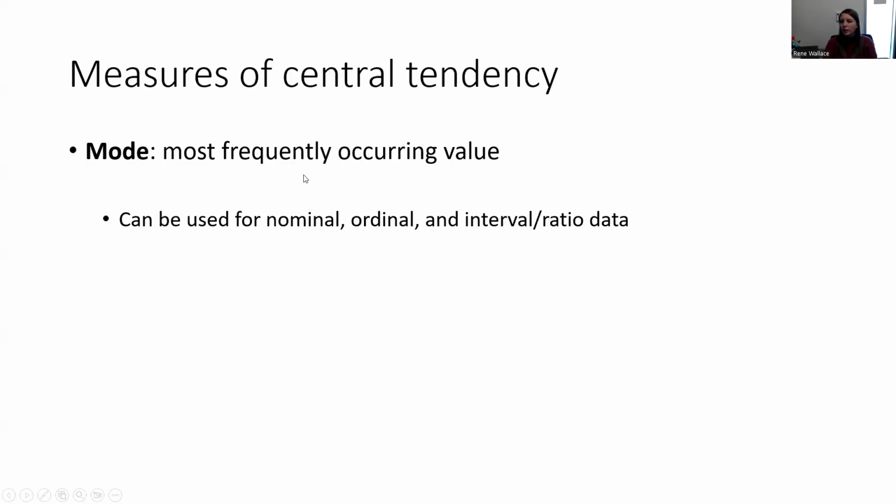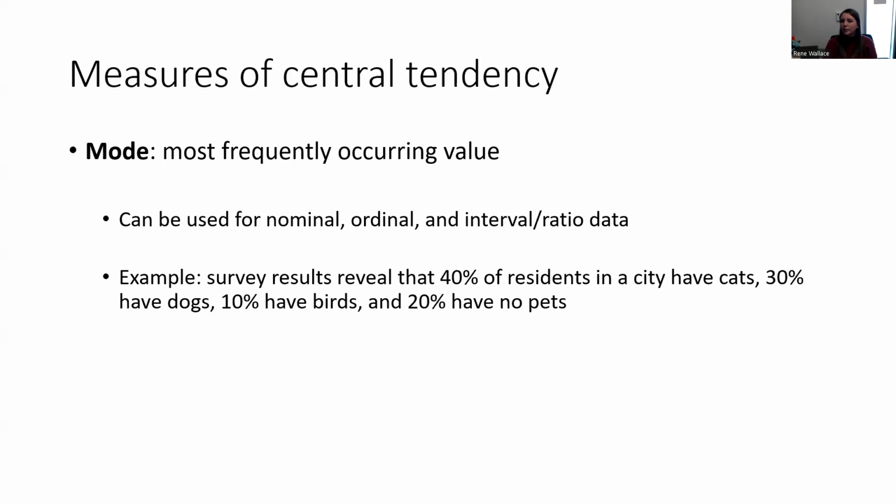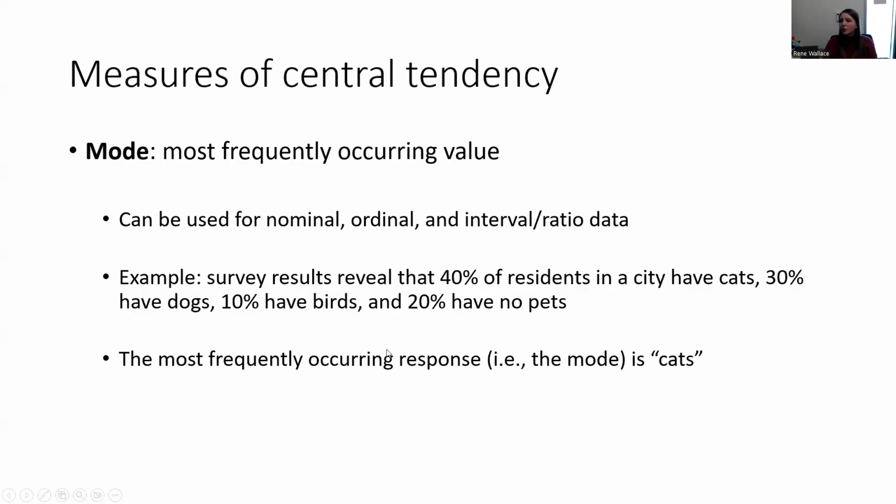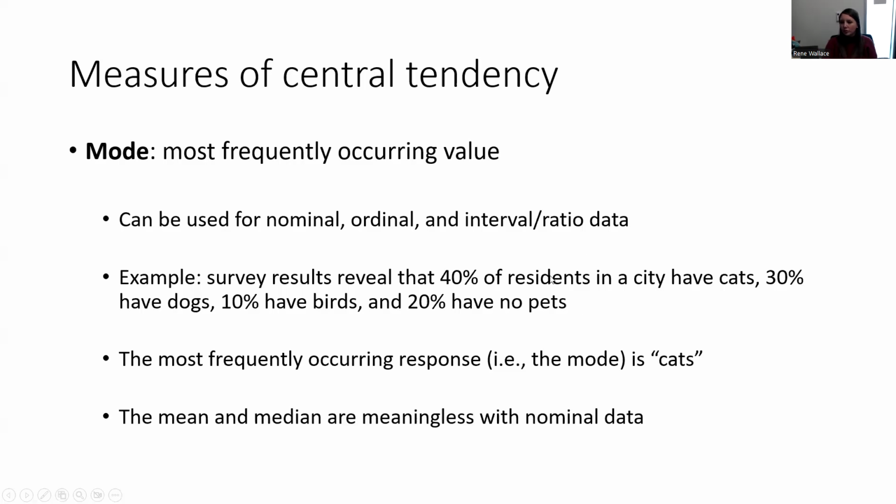So let's look at that same data set, right? We can use it for nominal, ordinal, or interval ratio. We can use it for any of them. So if our survey results said that 40% of residents in a city have cats, 30% have dogs, 10% have birds, and 20% of our sample have no pets, the most frequently occurring, the mode, is cats, because 40% had cats, so they had the most.